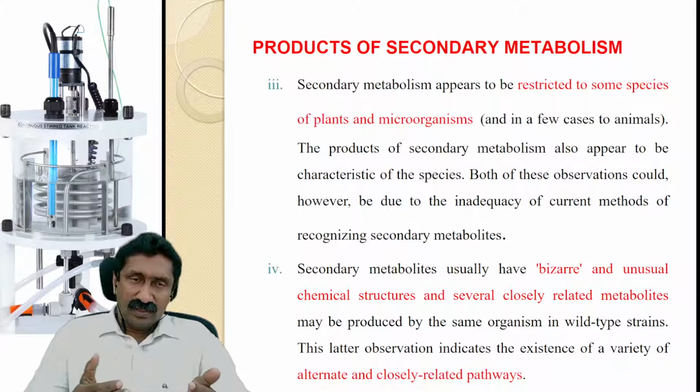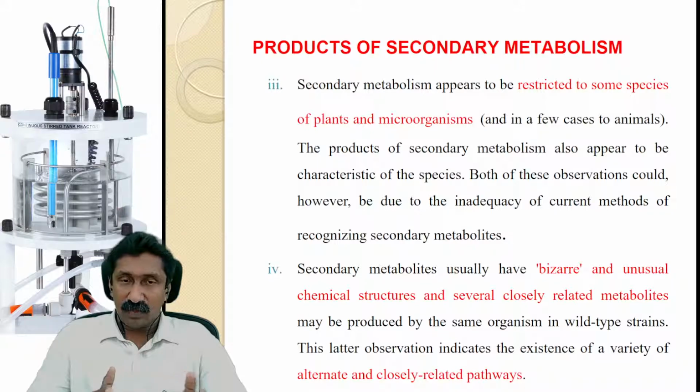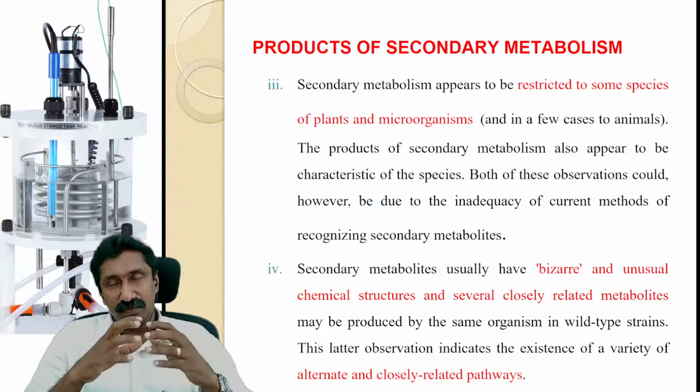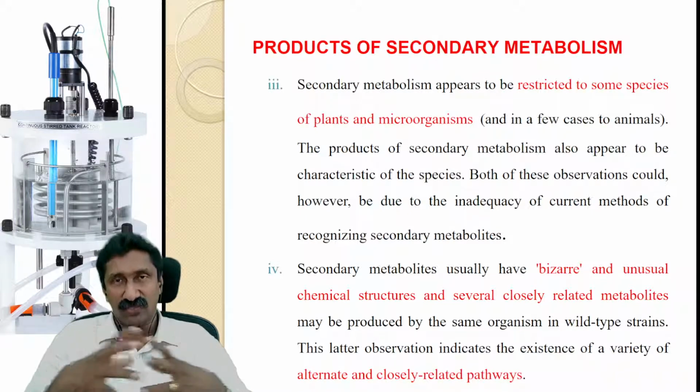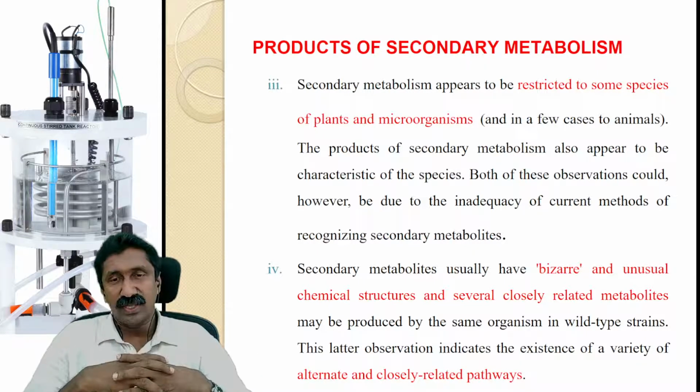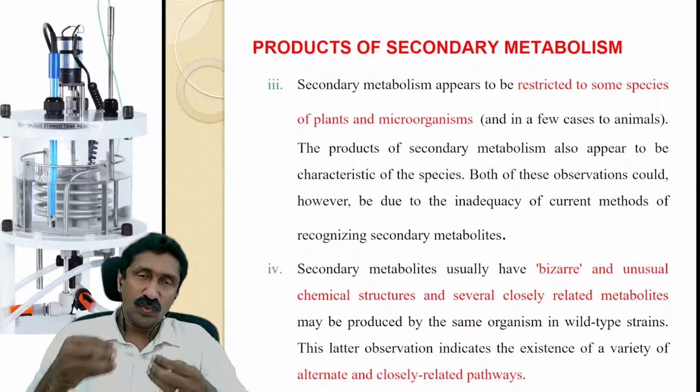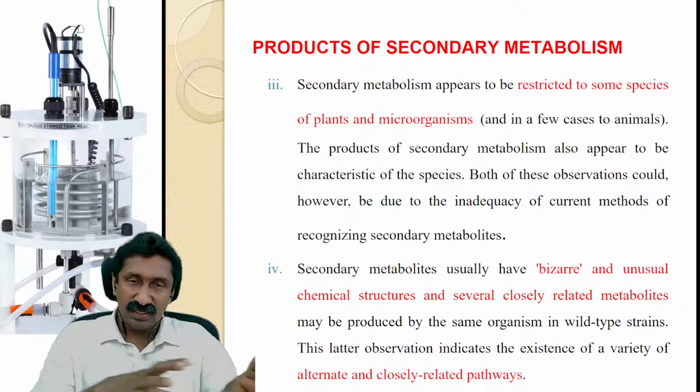Okay. The secondary metabolites usually have bizarre and unusual chemical structures, and several closely related metabolites may be produced by the same organism in the wild type strains. So the bizarre or unusual structures of the secondary metabolites were basically produced in different strains of the same organism. For example, wild type and another type. So the two types of strains will produce closely related compounds, maybe with one or two groups added to the chemical structure. So it will become a different compound.